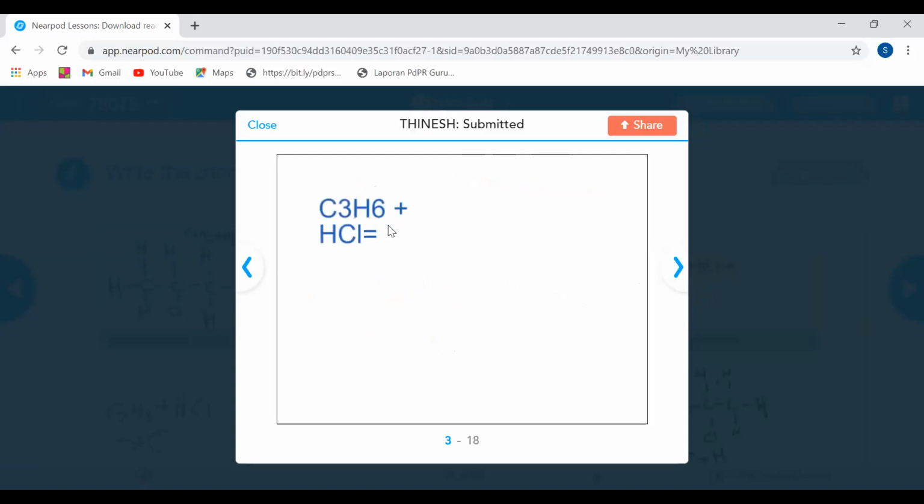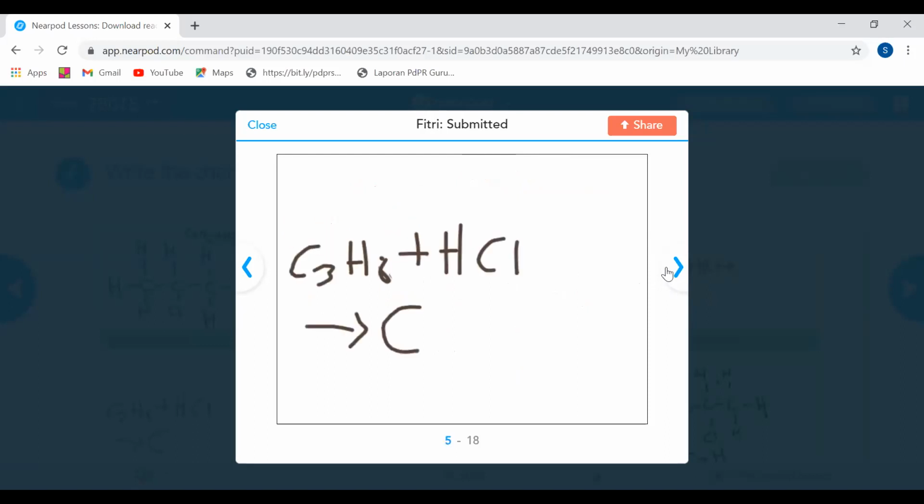Okay, Tinish, you put C3H6 plus HCl. But what's your answer, Tinish? Okay, doesn't matter. Again, Shalini also C3H8. Okay, here is wrong. Shalini, where's your answer? Time's up, teacher. Is it very hard to write? 2 minutes to write that. I mean, Fitri also didn't finish. Is it very hard to write? Because you all got no pen, is it? Yes, sir. Okay, so again, Fitri, C3H8.